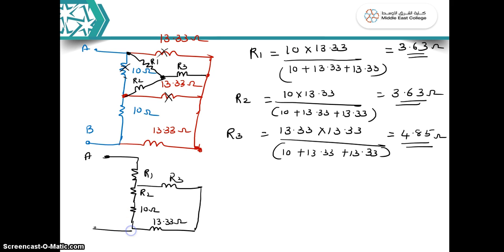So now you have to again find the equivalent resistance between A and B. Still it is not in a directly resolving condition. So now if I am putting the values of R1 and R2, this is 3.63, R2 is again 3.63, R3 is 4.85. Now you look at this R3 and 13.33. These are connected in series.